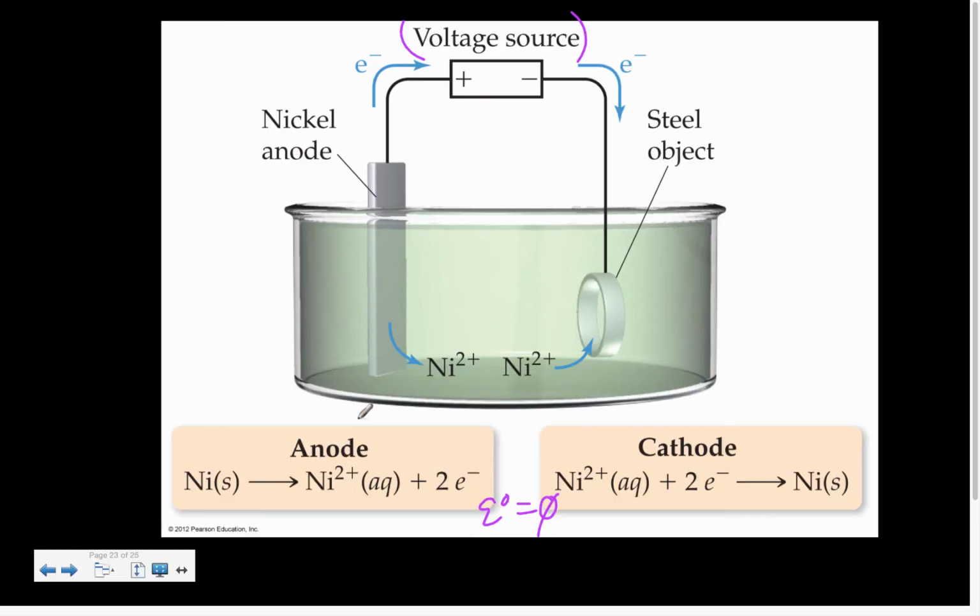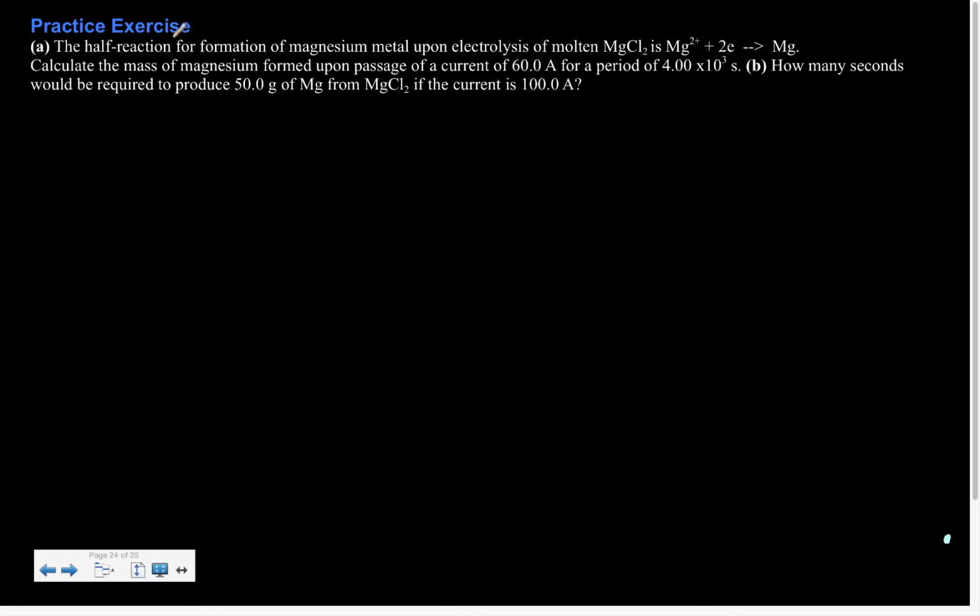All right, going to a practice problem. We have a half reaction for the formation of magnesium metal upon electrolysis of molten MgCl2. So here's our pertinent reaction. We're going to make some solid magnesium. We want to calculate the mass of magnesium formed upon passage of a current of 60 amps for a period of 4 times 10 to the third seconds.